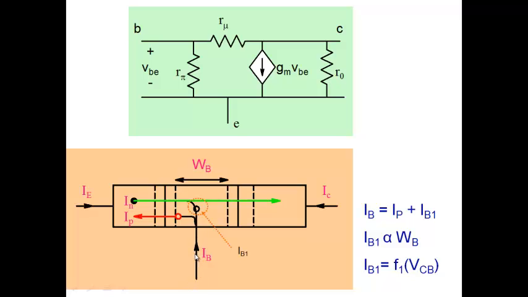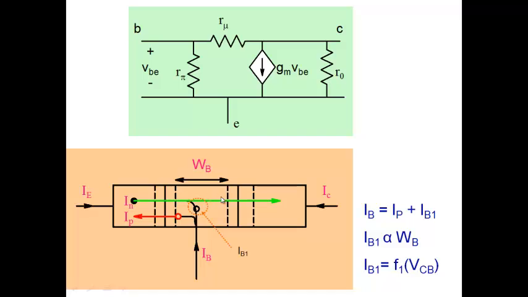So in steady state, the base current that you see here has two components. One component goes into the emitter. The other component supplies the recombination. So if we keep in mind that the base current has these two components, IP, which is this whole current here, and IB1, which is this recombination here. Now, obviously, you can see that the recombination current would depend on the thickness of the base, the effective thickness of the base.